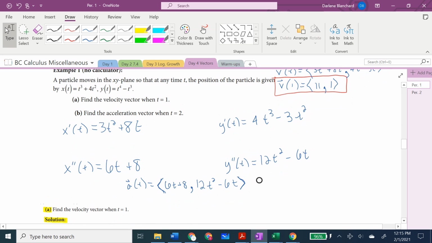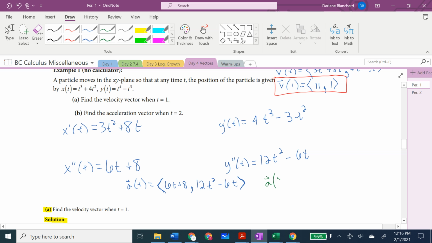Then if I want to know my acceleration at time 2, and if my pen works, okay, let's not do this again. Over the weekend, I had a really hard time with my pen and had to restart my computer, and I hope it is not doing that to me again. There we go. Thank you. Don't have time to restart the computer right now.